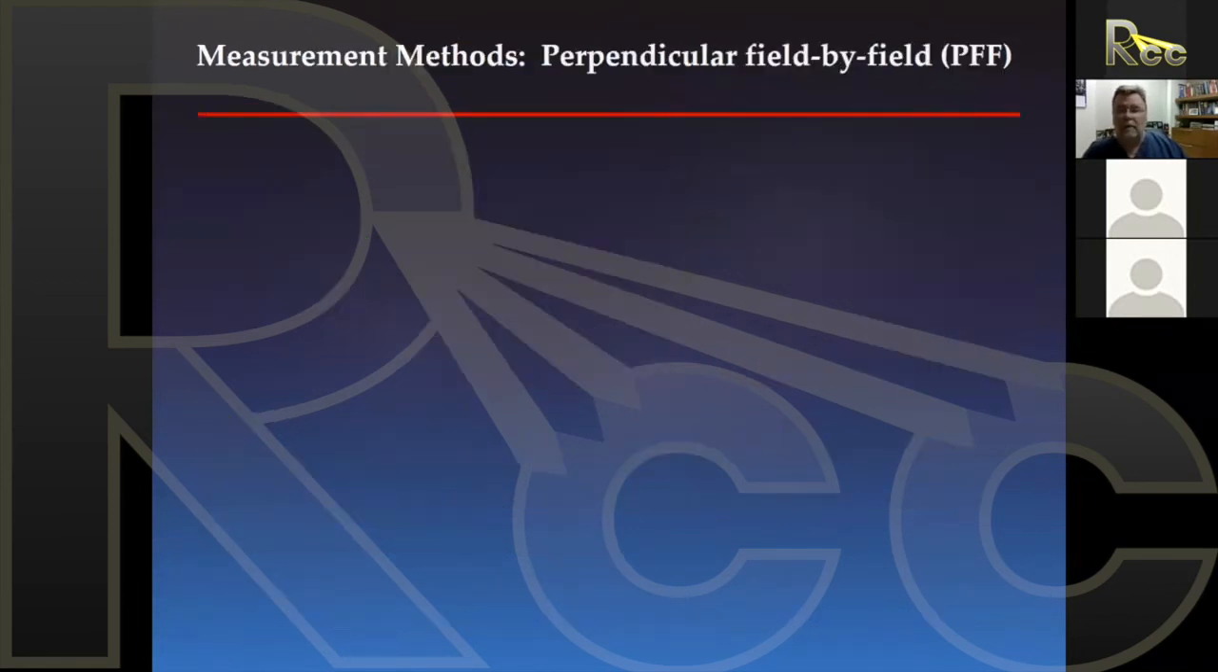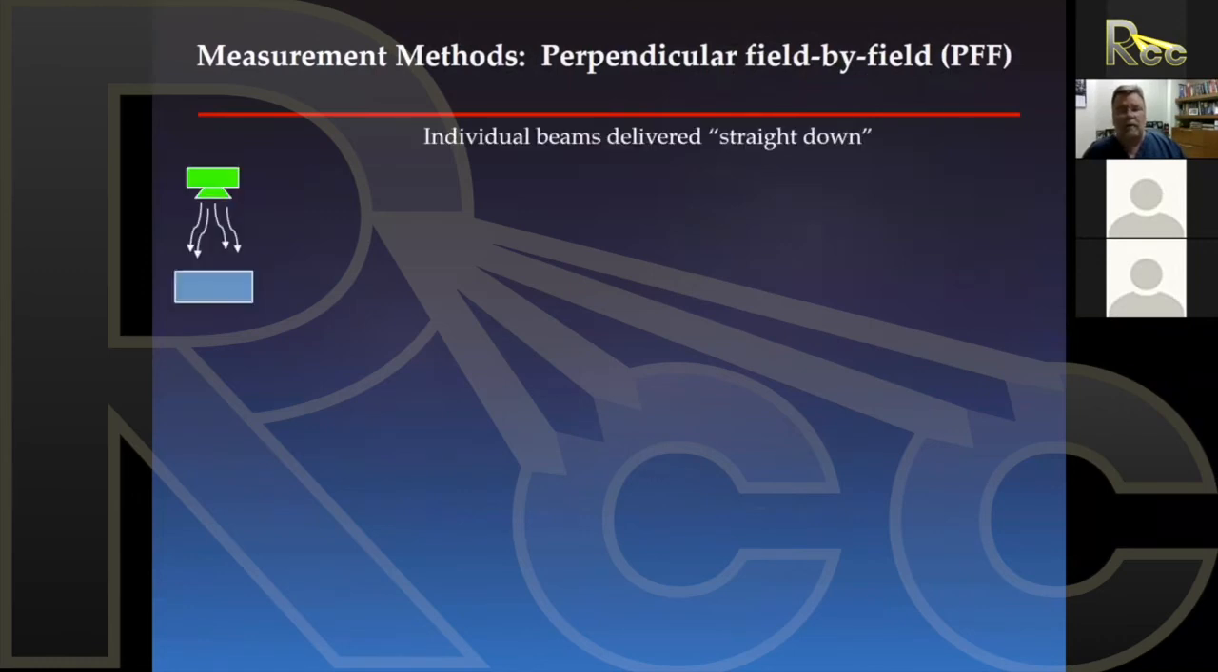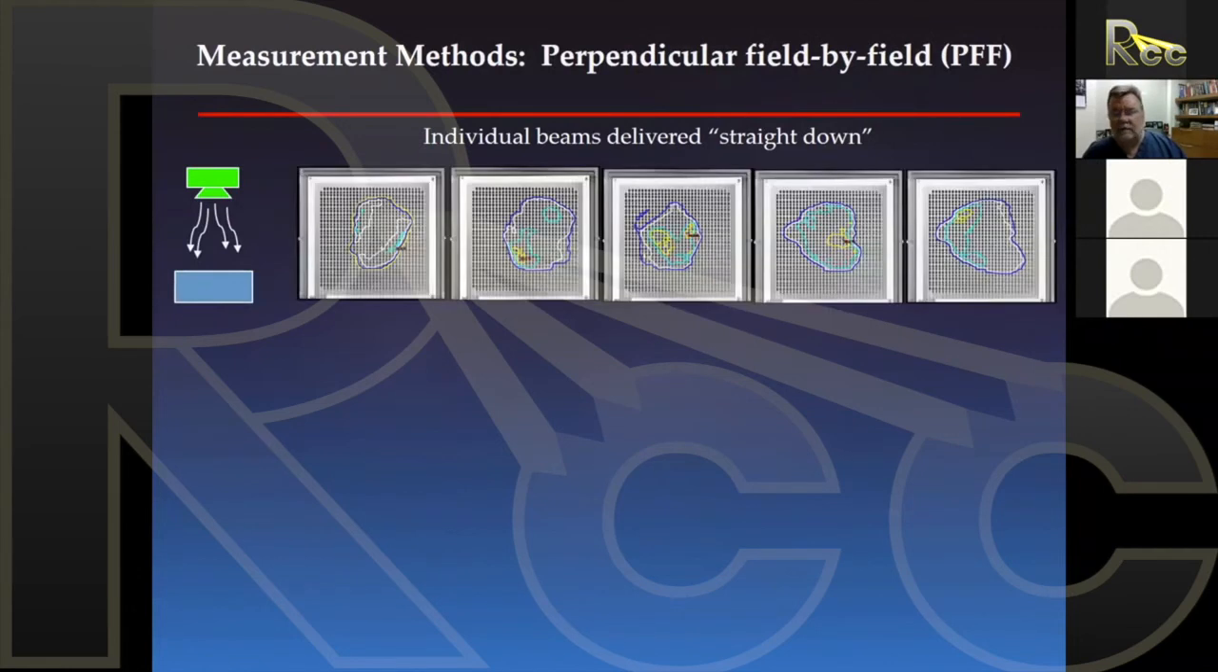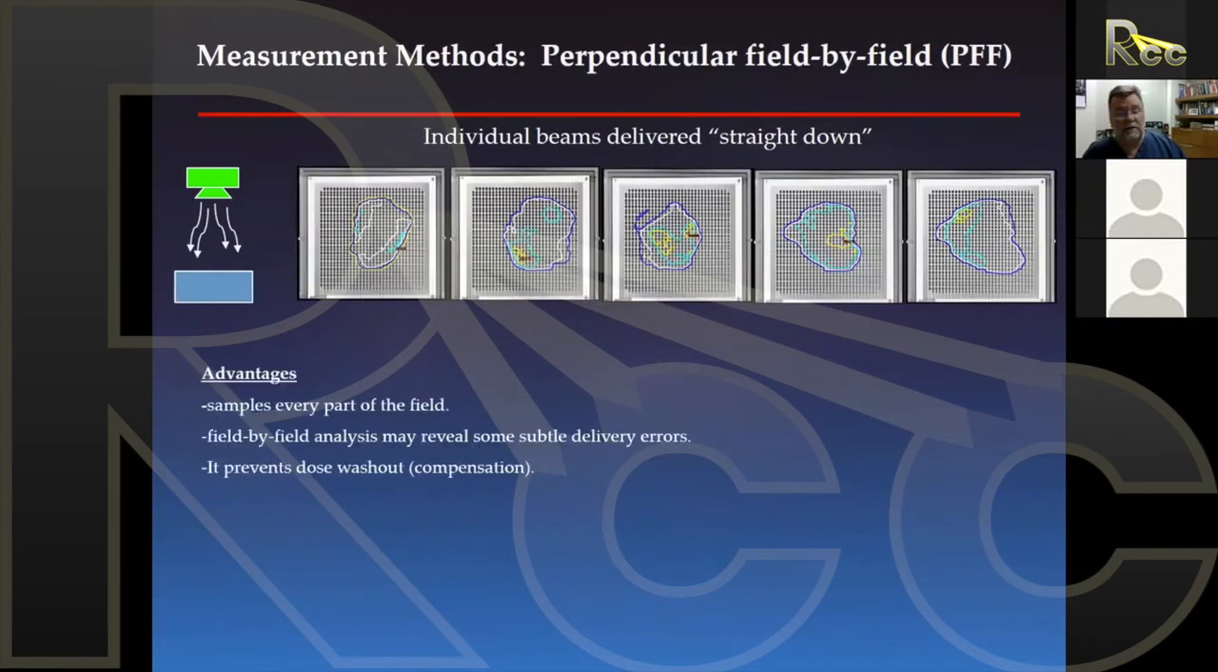There is then the perpendicular field by field method, where all the beams are delivered straight down. Override the gantry, deliver them straight down. It's very easy, right? And you end up with, in this case, five beams, five different distributions. The advantage: all parts of the field are sampled. The field by field analysis may reveal subtle errors and it prevents dose washout, or one bad area being compensated for by a good area somewhere else. So you typically don't have that.